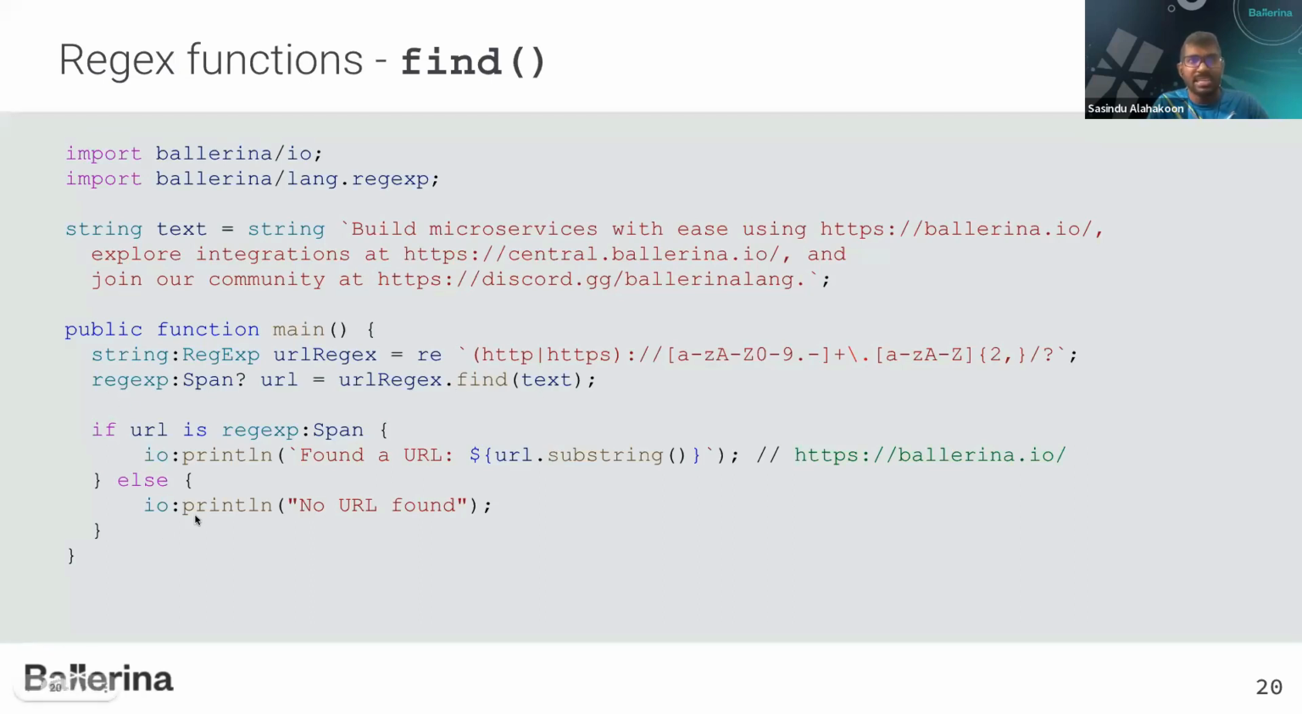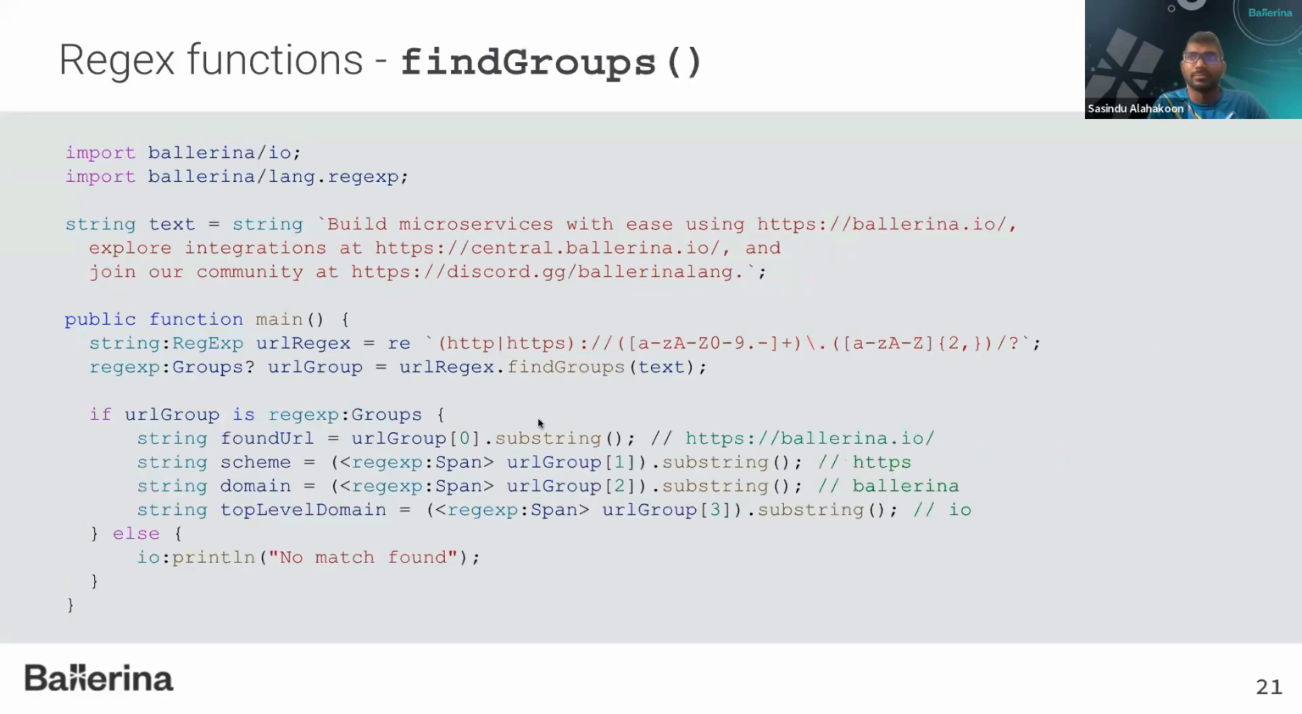If the result is nil, that means no URL was found. If the result is of type span, it means that a match is found for this regex. For this string text, the matched substring is this URL, ballerina.io, because it is the first URL in the string.